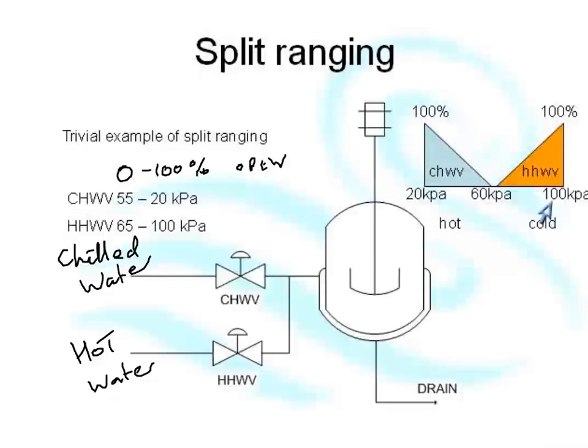If it gets too cold, then I output a pressure which is greater than 65 kPa, and it starts opening the hot water valve. So what I've done is I've got this one signal, which is my 20 to 100 kPa signal, and I've split it. I've split the range in two halves to control two separate valves. Now that's one example of split ranging. It's the trivial example. It's not really used that much apart from, well, little jobs.